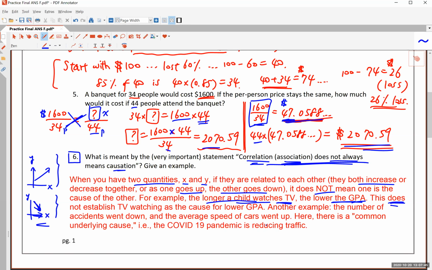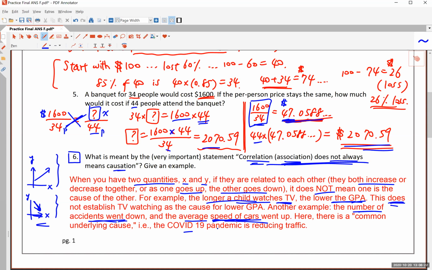Here's another more recent example. The number of accidents went down during the COVID-19 crisis, and the average speed of cars went up. Okay, so the number of accidents went down, but the average speed of cars went up. Oh, great. That means in order to avoid car accidents, we should speed, right? Because the high speed is clearly causing the accident numbers to go down. Or because the accident numbers are going down, that's making people go faster. Is that right? No, of course, this is not a causal relationship, right?